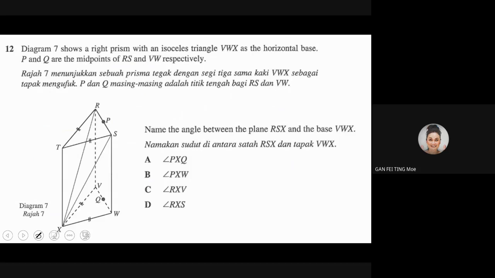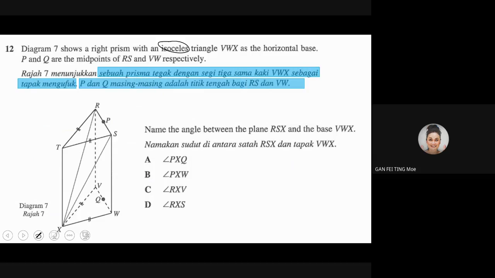Diagram 7 shows the right prism with an isosceles triangle. They tell you the keyword here is isosceles triangle. VWX, refer to the diagram. VWX is the one under the surface, at the bottom, as the horizontal base. P and Q are midpoints of RS and VW respectively. Name the angle between the plane RSX and the base VWX.